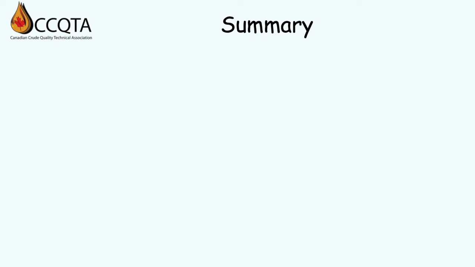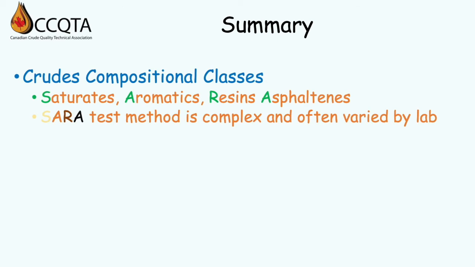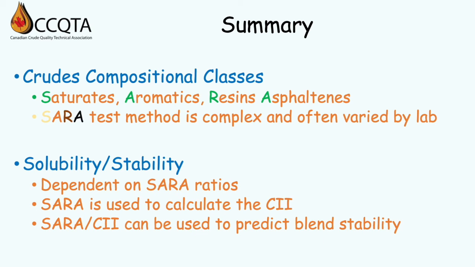Let's summarize what we've talked about today. First, we talked about basic hydrocarbons and the diagrams used to depict the various structures. That led to the discussion on classification by compositional properties as opposed to individual components. From there, we discussed the 4 classes being saturates, aromatics, resins, and asphaltenes, otherwise referred to as the SARA. Then we briefly discussed the SARA test method and some common pitfalls. Next, we discussed the SARA ratios in terms of solubility and stability, and the calculation of the colloidal instability index, or CII. From there, we moved on to using the SARA and the CII to predict blend stability and compatibility.